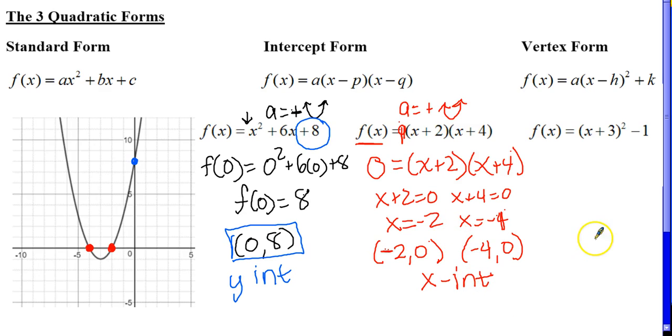Okay? All right. Then the last form has an a out front, which is 1. So since my a is positive, I know my parabola opens up. So it also reveals to me the directionality of the end behaviors of my parabola. It also provides me with my vertex immediately, because what's happening here is if I zero out my quantity that's being squared, I find the smallest value that I can find to square.